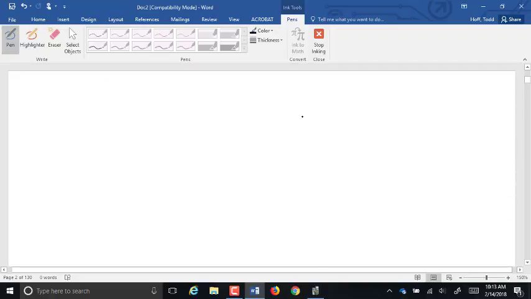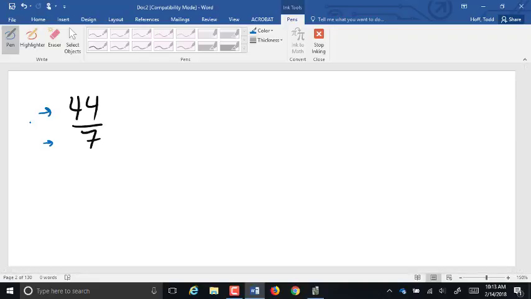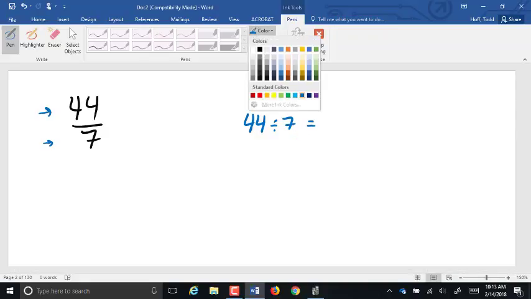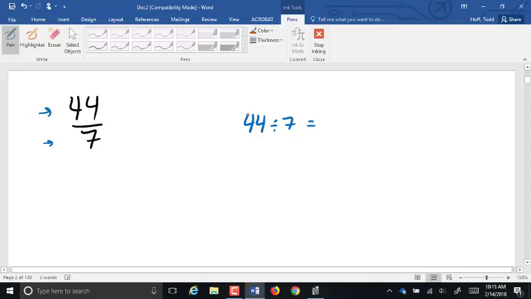We can also run into things like this. 44/7. That 7 on the bottom, the denominator, is telling us it takes 7 pieces to make a whole object. The numerator is saying we've got 44 pieces. We have more than enough pieces to make several whole objects in this case. To figure out how many whole objects, we've got to figure out how many times we can take 7 out of 44.